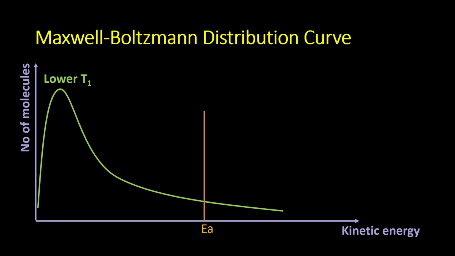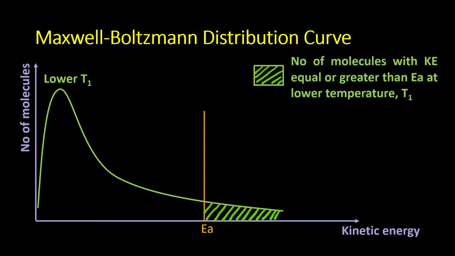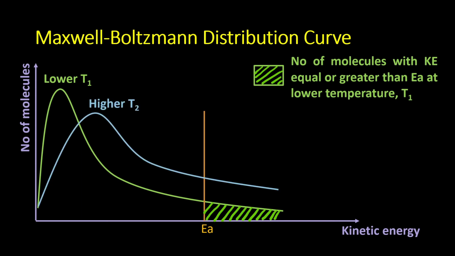In the Maxwell-Boltzmann distribution curve, at lower temperature T1, the number of molecules with kinetic energy equal or greater than activation energy is represented by the green shaded region. As the temperature increases, the average kinetic energy of reacting molecules increases. This can be represented by the blue curve, which has shifted to the right to higher kinetic energy. The number of molecules with kinetic energy equal or greater than activation energy increases. This can be represented by the blue shaded region.